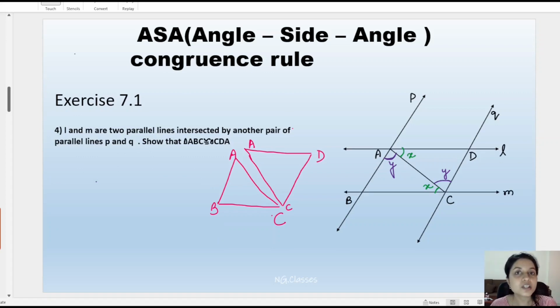Now if we focus on the two triangles, that means triangle ABC and triangle ADC, we can say angle BAC is equal to angle DCA, both are Y, and also angle DAC will be equal to angle ACB, both are X. So let's write it.